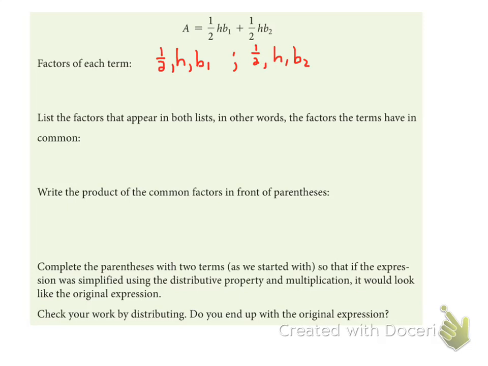Now the next part says to list the factors that appear in both lists. In other words, the factors the terms have in common. 1/2 and the H. Would B be common? No, they would not, because they're different. One has a subscript of 1 and the other has a subscript of 2. So they are not the same.